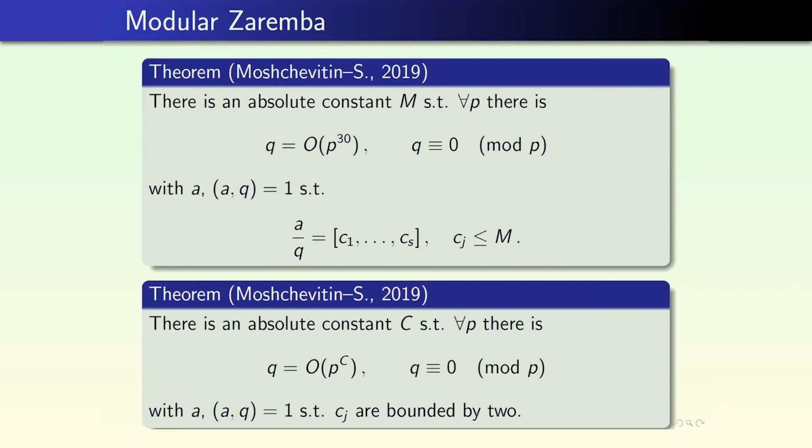Firstly, this result was proved by Hensley with a very huge constant, which is now 30. And he used a completely different method, our method is based on growth in SL2. And moreover, we proved the modular Zaremba conjecture in the following form. If you allow to increase this constant 30 to a large constant C, then you can even find a over q such that all partial quotients are bounded by 2, like in the original Hensley's conjecture.